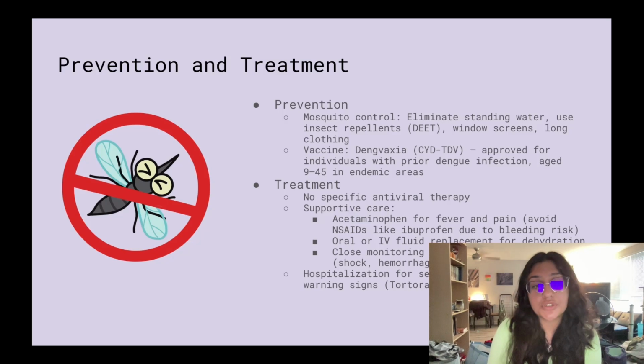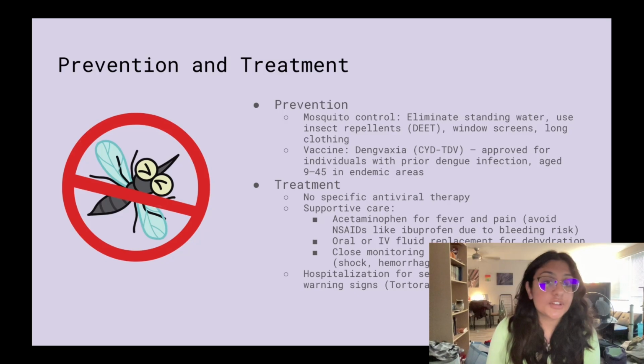As for prevention and treatment, there is currently no specific antiviral treatment available for dengue. Management is primarily supportive, with the main goal being the prevention of complications such as shock and hemorrhage. So the treatment for mild cases includes acetaminophen to manage fever and pain. NSAIDs such as ibuprofen and aspirin are avoided because they can increase the risk of bleeding.